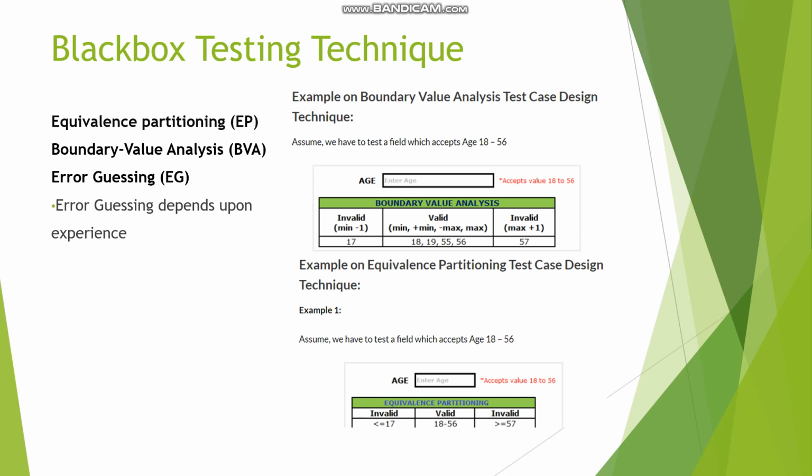Now in boundary value analysis, what will happen is we will take one test case which is invalid. Minimum boundary value is 18 and maximum boundary value is 56. So we will take 17, 18, 19, 55, 56 and 57. There are 6 test cases to be covered in the boundary value analysis. In equivalence partitioning test case design technique, we can cover the 3 test cases. One is less than 18, one is greater than 56, and one is in the middle of 18 and 56. So this is equivalence partitioning.